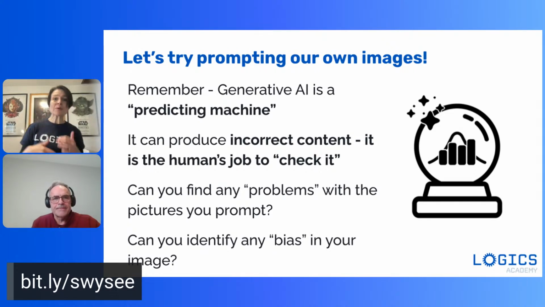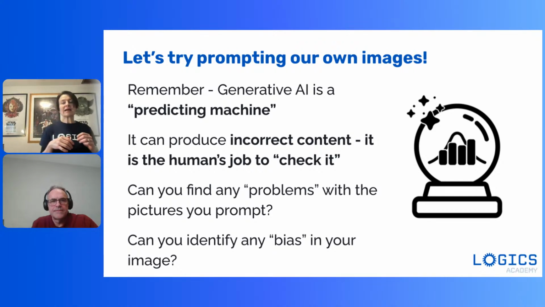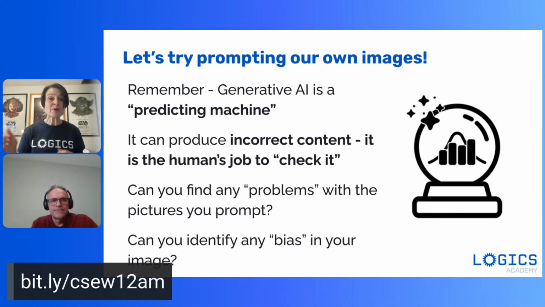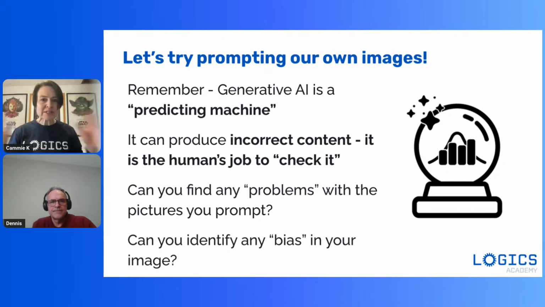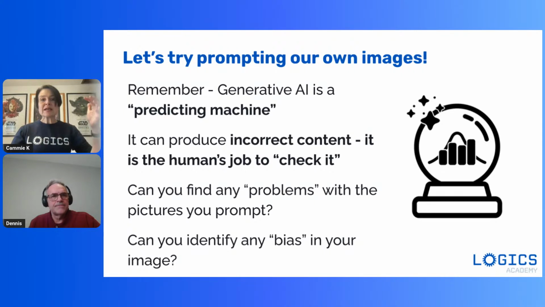Now, we have to remember that generative AI is a predicting machine. We talked about how it uses patterns to predict. So in everything we do, it is a predicting machine. It can produce incorrect content. We call that a hallucination. I've also heard the word fabrications used more recently. When it does that, it is the human's job to check it.